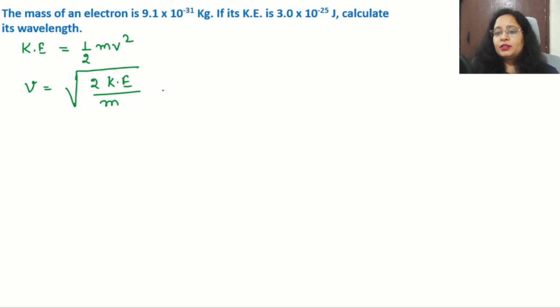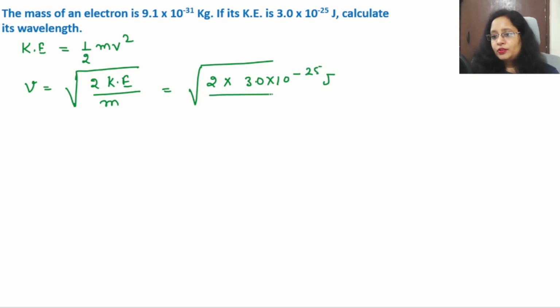So now in this formula we substitute the values to find the velocity. So let's write all the values. It is 2 into kinetic energy, which is 3.0 into 10 to the power minus 25 joule, divided by the mass, which is 9.1 into 10 to the power minus 31 kg.